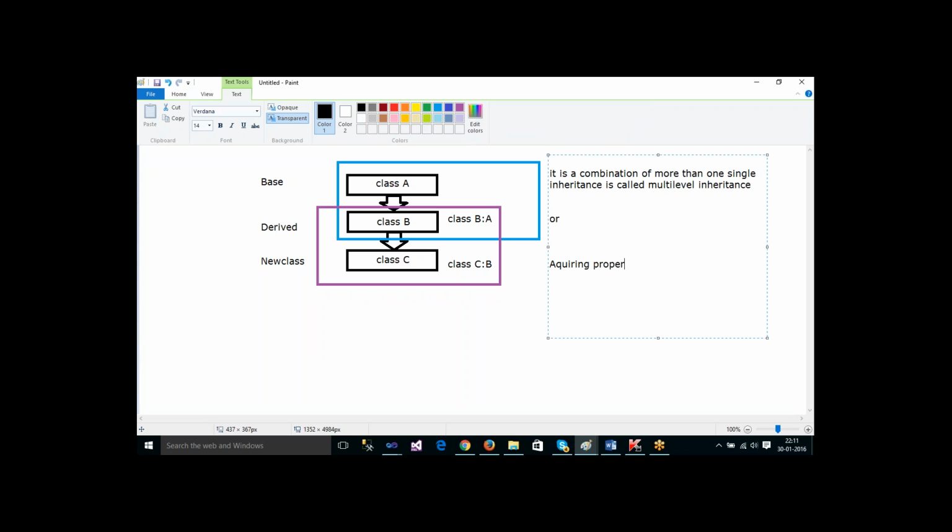Acquiring properties of derived class to a new class. What is the meaning of derived class? Derived class you will get only when you have a base class, right? So you are saying from derived to new. Nothing but, no, already by default it is understood that the base class exists.